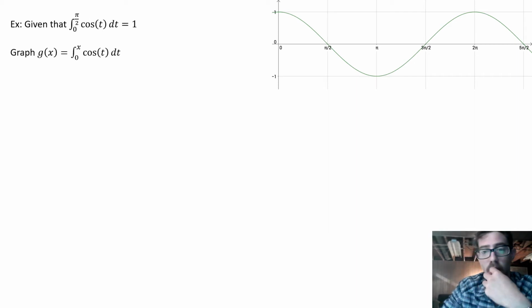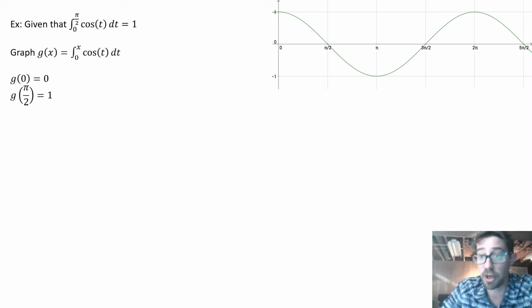Okay, and I'm going to ask you to graph the area-so-far function for cosine, just the first little bit of it. So g of x is the integral from 0 to x of cosine of t. Again, notice it's dt, not dx, because t is the variable we're using for cosine. So we're just going to do this manually again and just look at the points. So g of 0 is the area between 0 and 0. No area there, so g of 0 is 0.